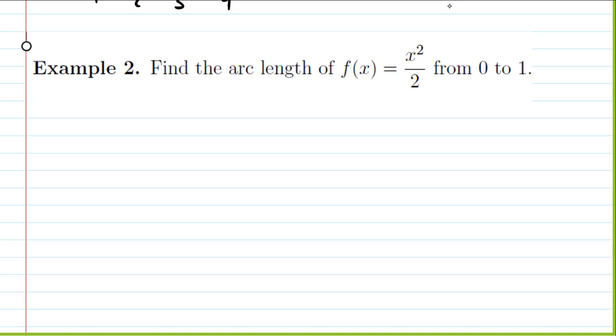Because if you look at this function, it's just x squared over 2, right? And in fact, its derivative is even better. What's the derivative of x squared over 2? Well, it's 2x over 2, so it's just x, right? And we want to find the integral from 0 to 1 of the square root of 1 plus x squared dx. We're like, oh, this looks super innocent. All right, so how are we going to integrate this?